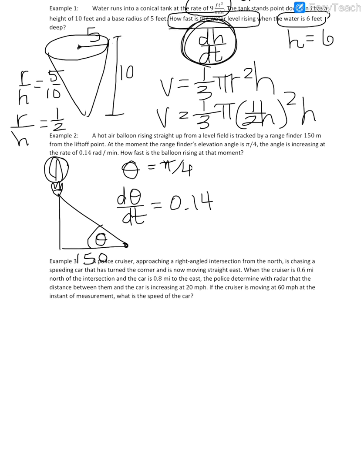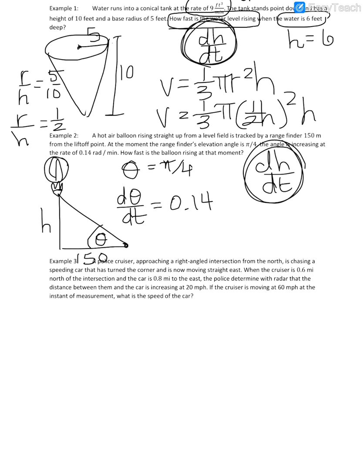And they want us to see how fast is the balloon rising. Okay, so that's going to be our height over here. I'm going to call that h. That's the height of the balloon. Since they want us to see how fast it is rising, that's our dh dt. That is what we are looking for on this one, okay?